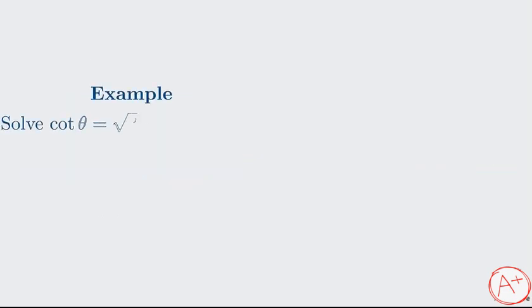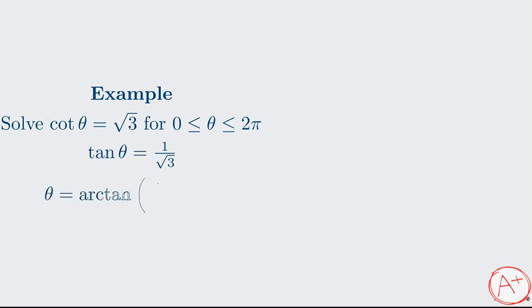When solving equations with reciprocal functions, your first step should almost always be to rewrite the equation in terms of the primary functions, sine, cosine, or tangent. This allows you to use your calculator's inverse functions. Since cotangent is the reciprocal of tangent, we can write tangent of theta equals 1 over root 3. Next, we find the principal value by taking the inverse tangent of 1 over root 3. This gives us pi over 6.